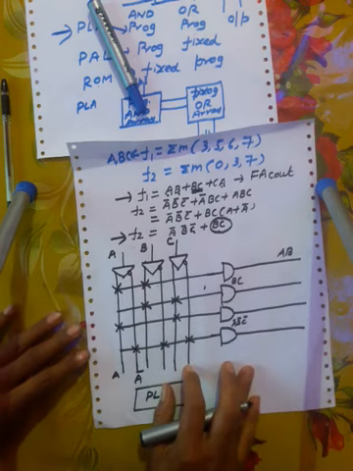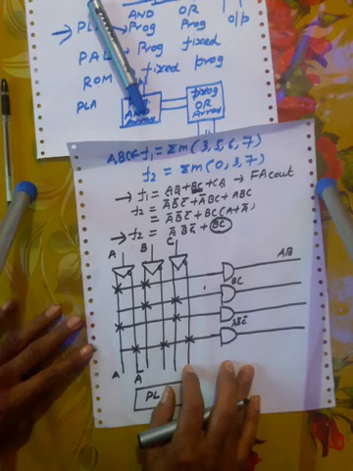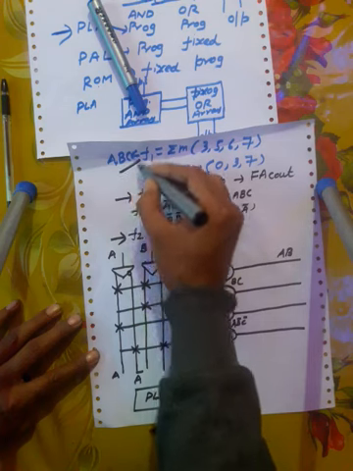Now, how many OR gates are required? It depends upon how many output functions are available. Here there are two functions, F1 and F2.